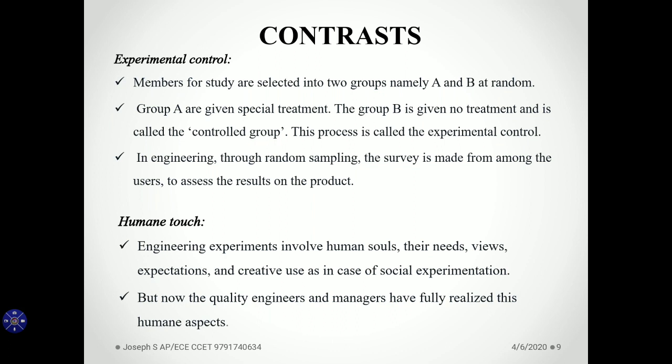In engineering, through random sampling, the survey is made from among the users to assess the results of the product. So one of the causes of the difference involves the selection of members of two different groups. One group may receive the special experimental treatment, while the members of the other group, called the control group, do not receive any special treatment, even though they are subjected to the same environment.